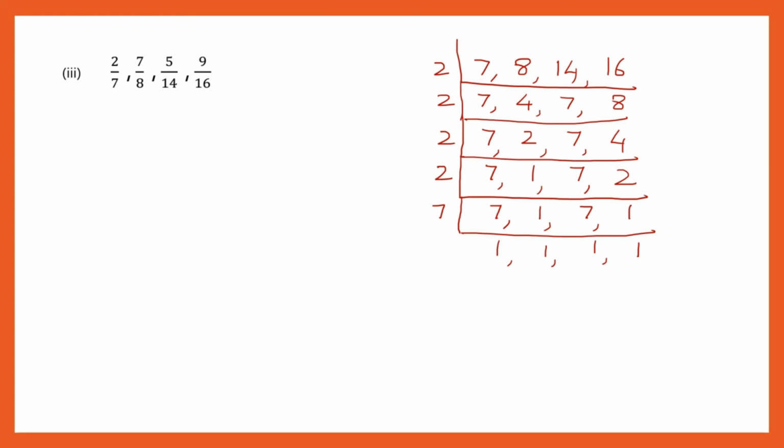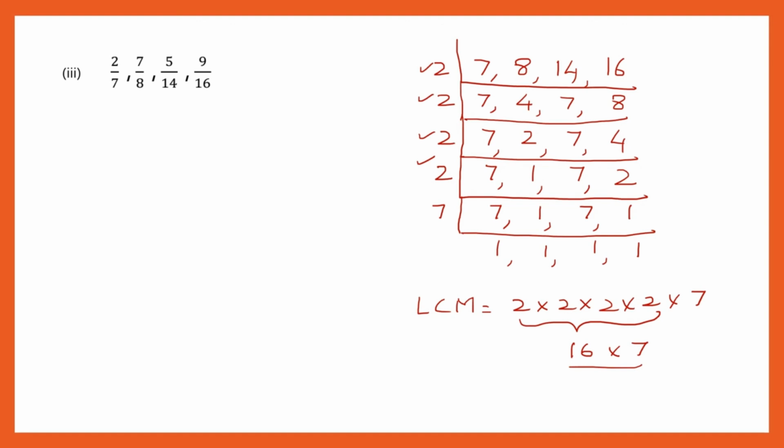Okay, so now let me find my LCM. Let me bring down all the 2's. 1, 2, 3, 4. There are 4 2's. Let me write it down. 2 into 2 into 2 into 2 into 7. So let's multiply these. 2 2's are 4. 4 2's are 8. 8 2's are 16. 16 into 7 is 112. So that is my new denominator. LCM is 112.